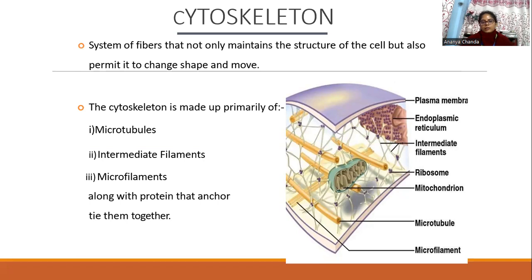Then comes the cytoskeleton. In this cell, the most essential part is the cytoskeleton, the systematic fibers that not only hold the structure of the cell but also permit changes of shape and movement of the cell. The cytoskeleton is composed mainly of microtubules, the intermediate filaments, and then microfilaments, along with the proteins that hold or tie them together.